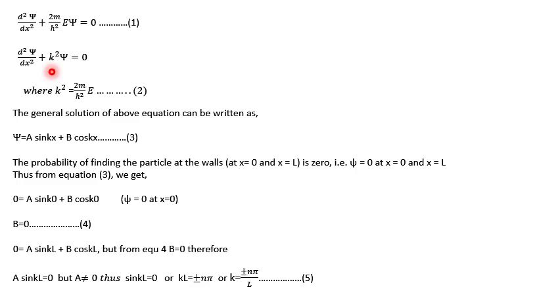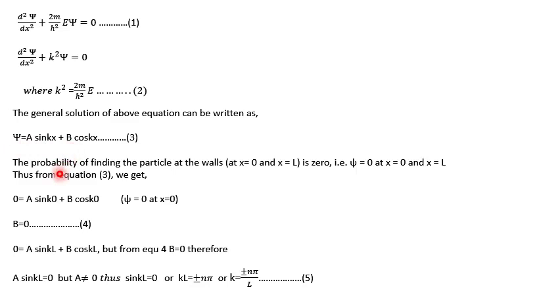Because this is a second order differential equation, we suppose its solution is of the form of sine and cos, because we know that the wave packet travels in a sinusoidal form. A and B are arbitrary constants and k is the propagation constant. The values of A, B and k are calculated with the help of the boundary conditions.